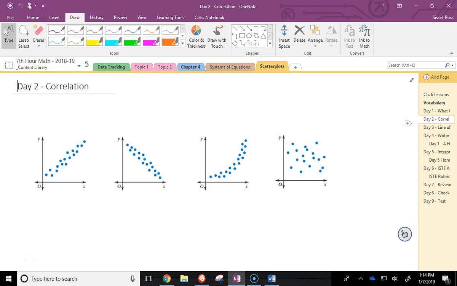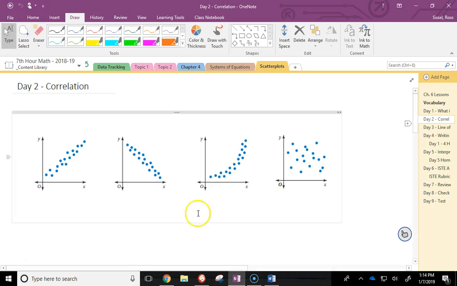But what do we know special about each one of these graphs? All 4 of them are scatter plots. They all have points, all represent data. But what's special about each one? Okay? Turn, talk with your neighbor, see if you guys can figure something out.